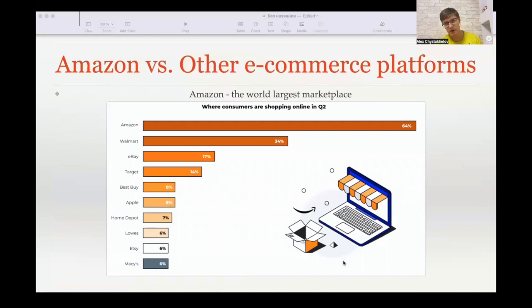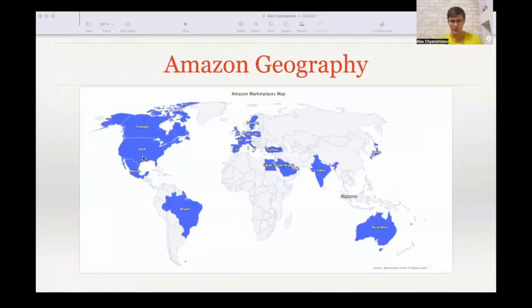Based on the Jungle Scout data, Jungle Scout is one of the world leaders in providing different kinds of analytics for Amazon. Based on their data in Q2 last year, there was a poll, and people were asked where they buy online, and as we can see, Amazon is just the winner here. Even against such giants like Walmart, eBay, Amazon is always number one.